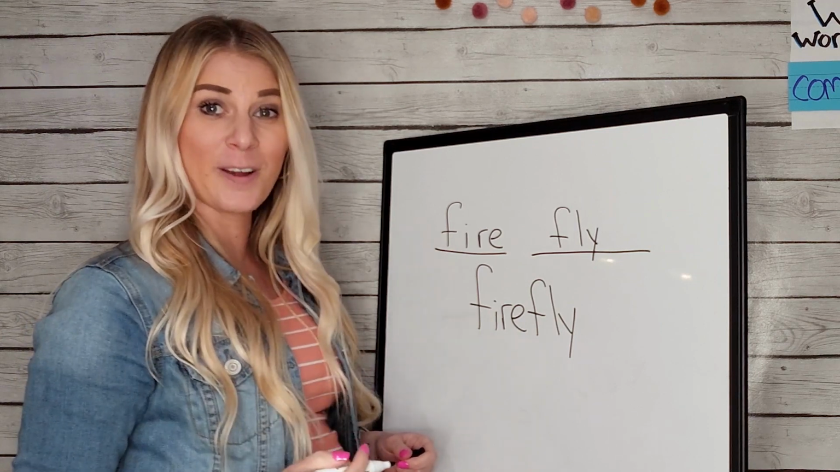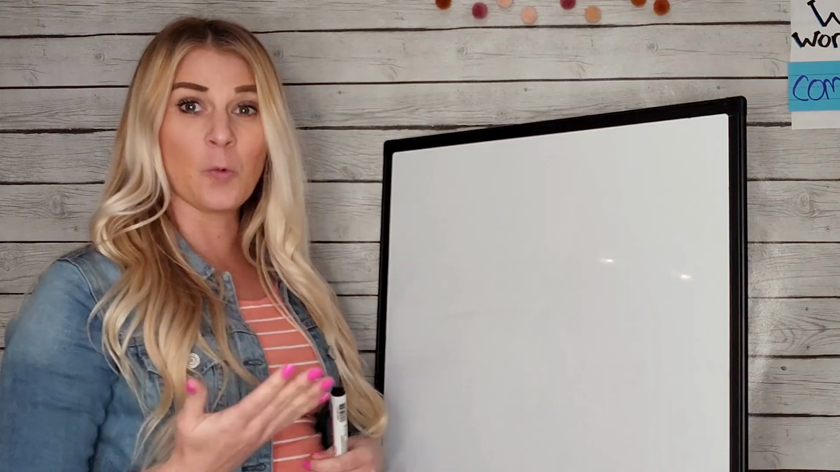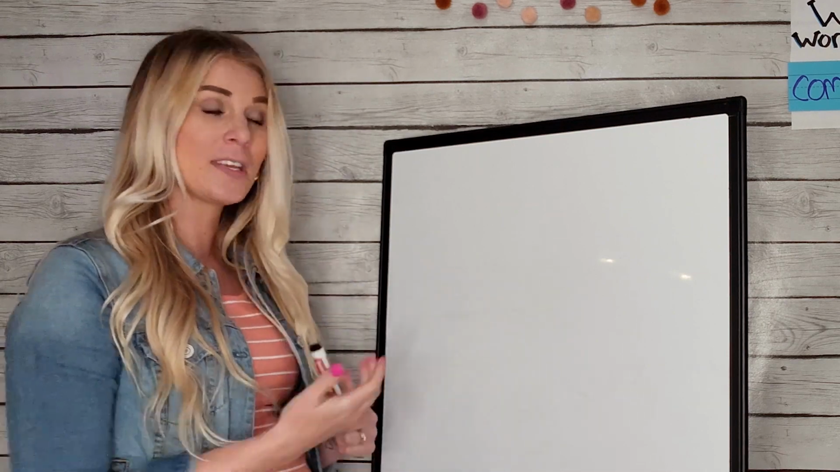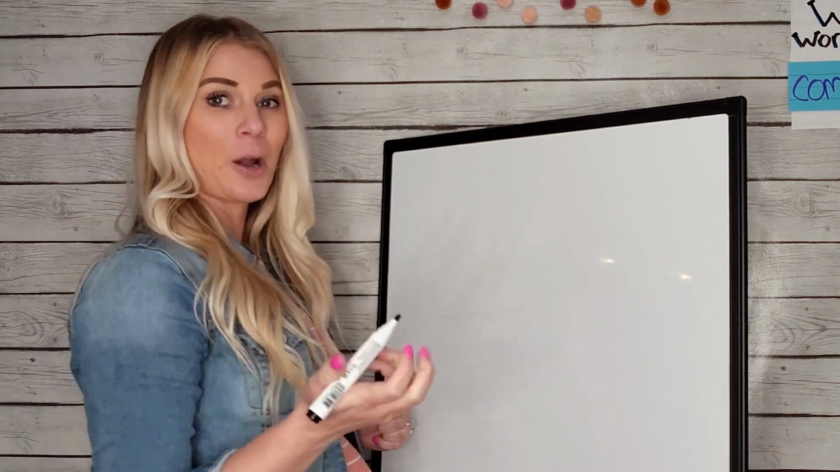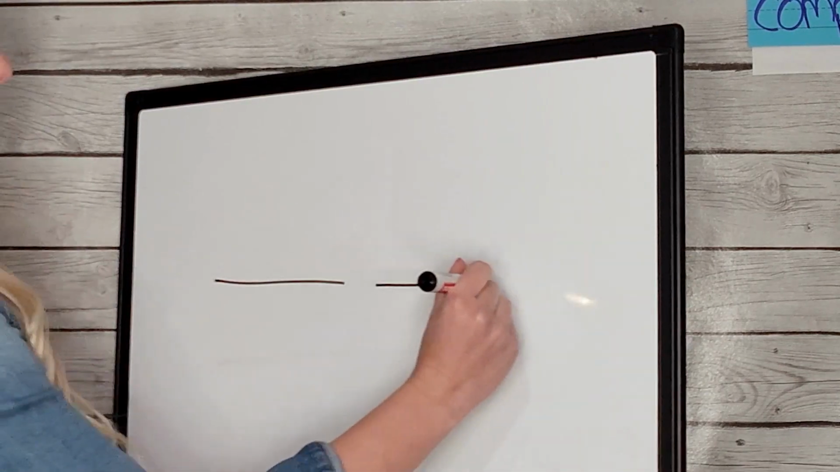Are you ready for our next word, readers? Get your papers ready. Our next word is sunshine. When I say the word sunshine, I hear two word parts. Let's draw two lines down on our paper or whiteboard so we're ready to go. Sun, shine.